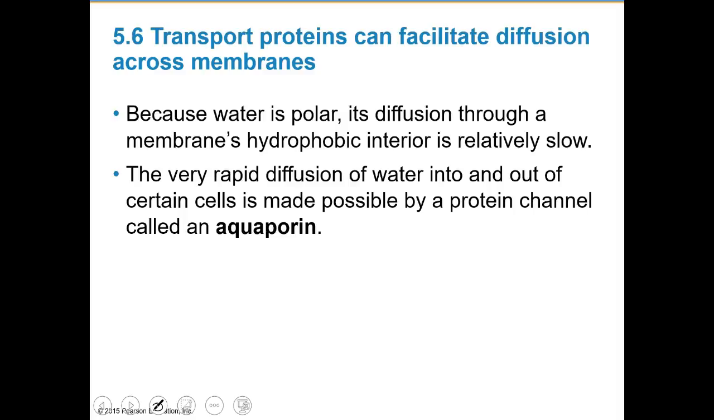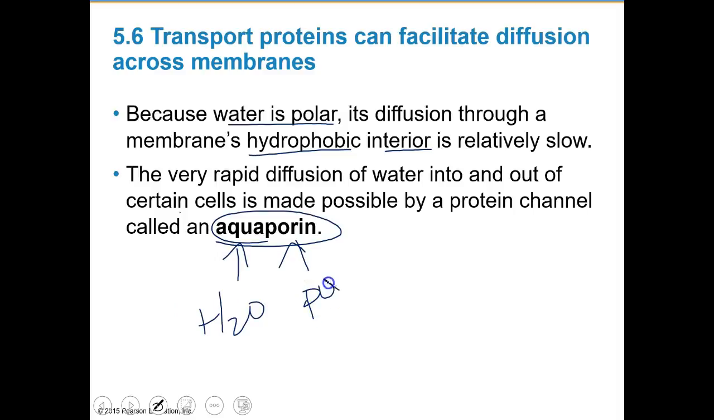All right, so because water is polar, diffusion through a membrane's hydrophobic interior is really slow. So rapid diffusion of water in and out of the cells is made possible by a protein channel called an aquaporin. So it's just a water pore. The creativity of the names, I tell you.